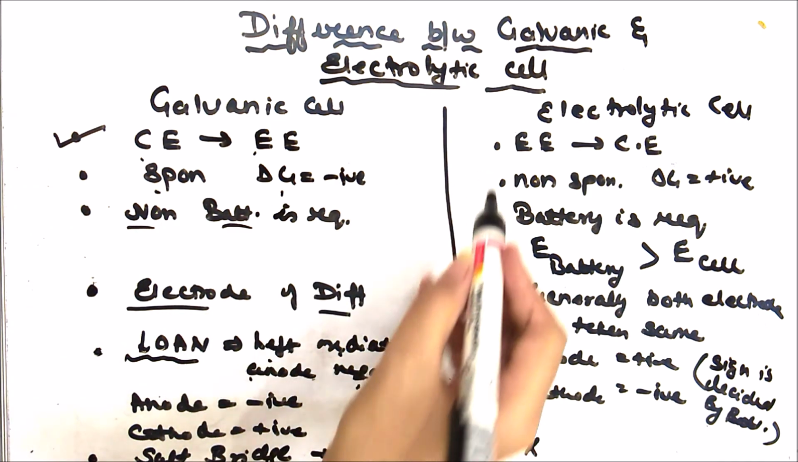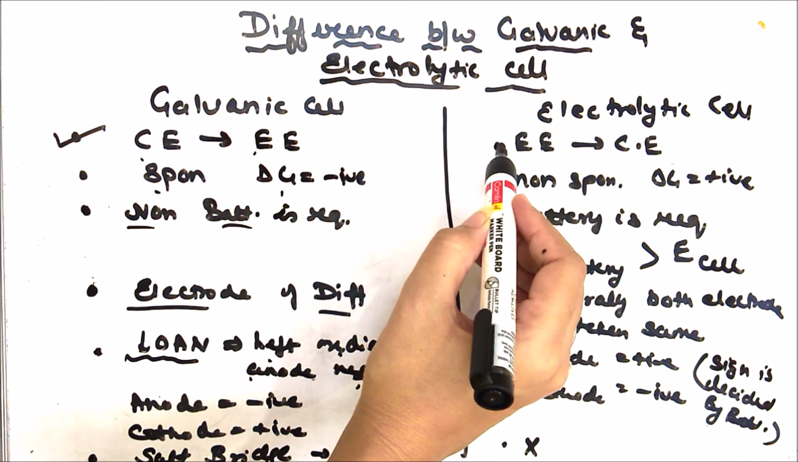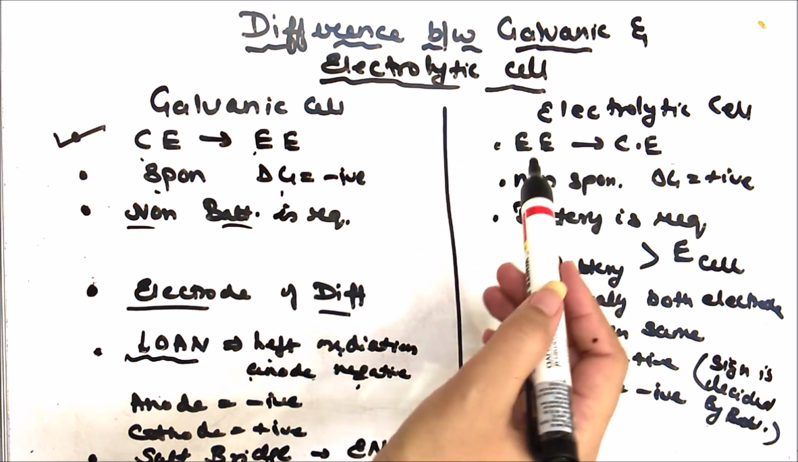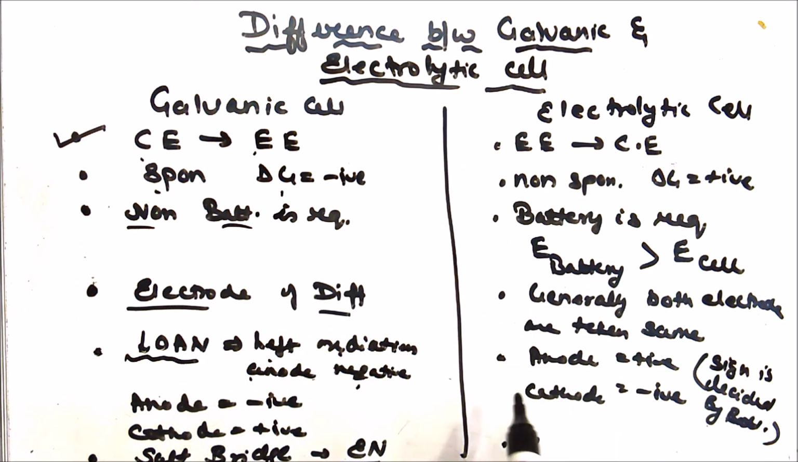Whereas in electrolytic cell just the opposite phenomena will take place, and the major difference is regarding this point. Here anode is positive and cathode is negative, and this sign is decided by the battery. So this is the basic difference between electrolytic and galvanic cell.